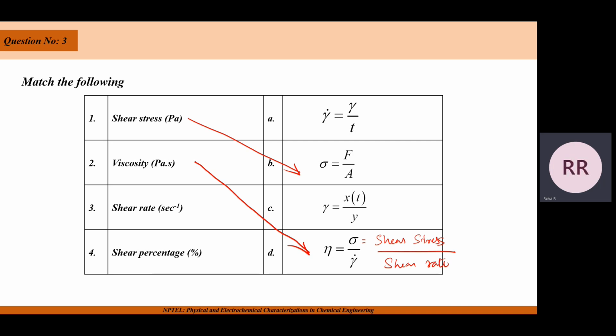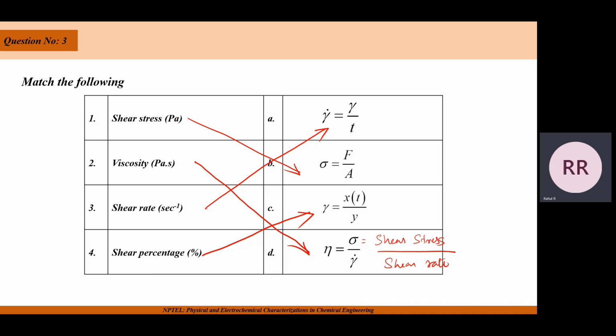So what is the shear rate? You can already see that from the symbol itself. The representation of shear rate is gamma dot, and shear rate is equal to gamma by t. And the last one is shear percentage, which is the distance or displacement as a function of time in the x direction divided by the displacement in the y direction.